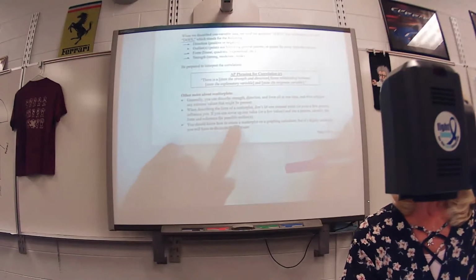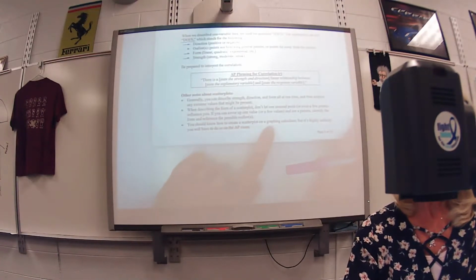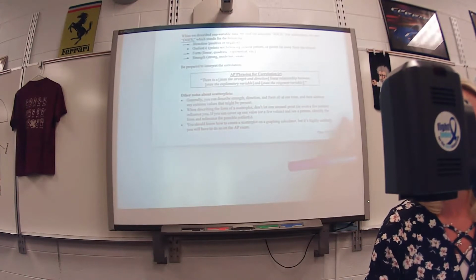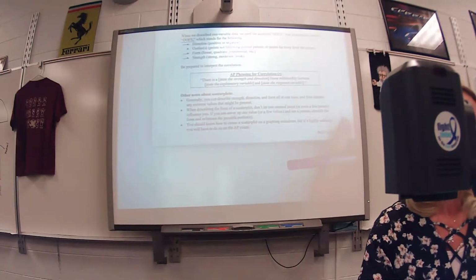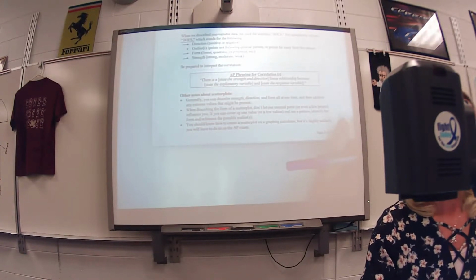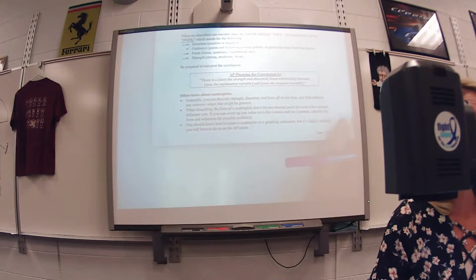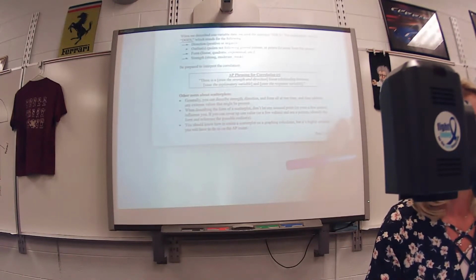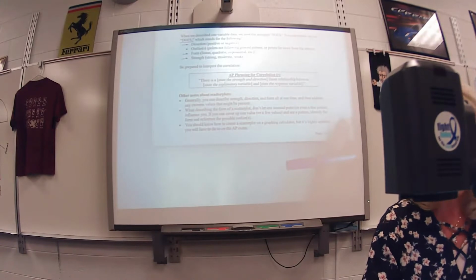You should know how to create a scatter plot on a graphing calculator, but it is actually highly unlikely you will have to do this on the AP exam. I very rarely have seen that people have to do that. If you have to do a scatter plot, it'll be 5 to 10 ordered pairs, and it's going to be just as easy to do it by hand on paper, like we did with the hand span.